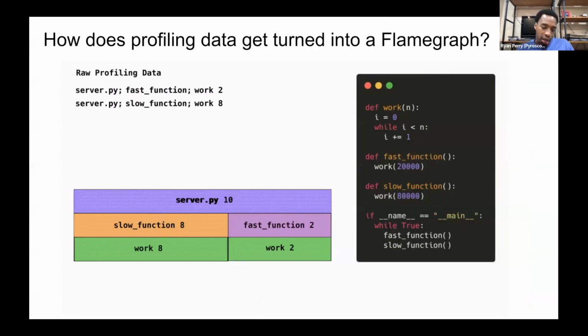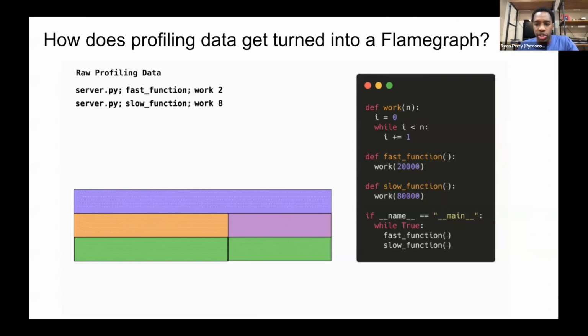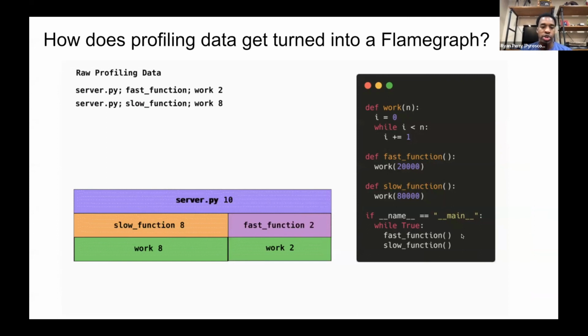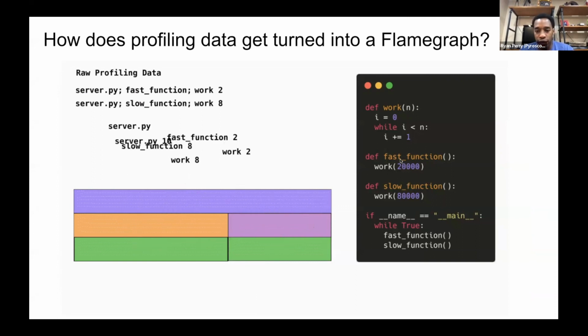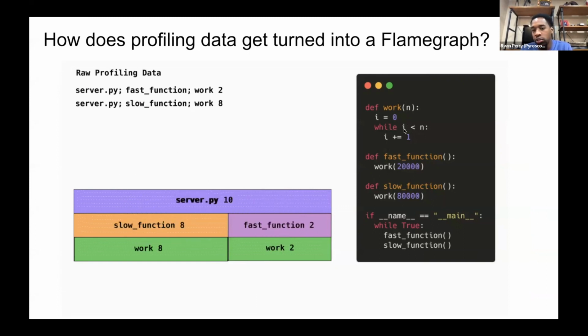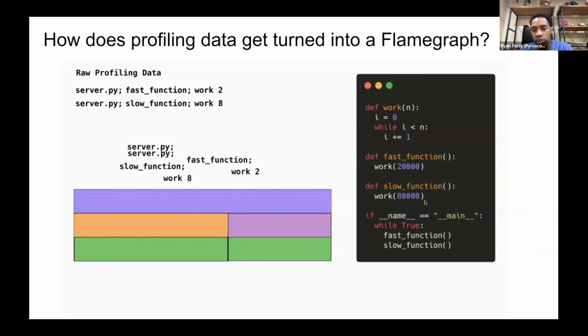Okay, so I mentioned earlier that I would give a more practical example. Here's an example showing how data gets turned into a flame graph. In this case, let's say we just have a function. It's very simple. It just does a while loop that simulates doing work. Fast function works for 20,000 iterations, cycles, whatever you want to call it. Slow function works for 80,000.